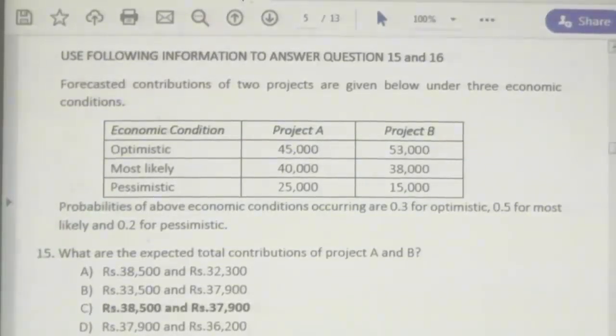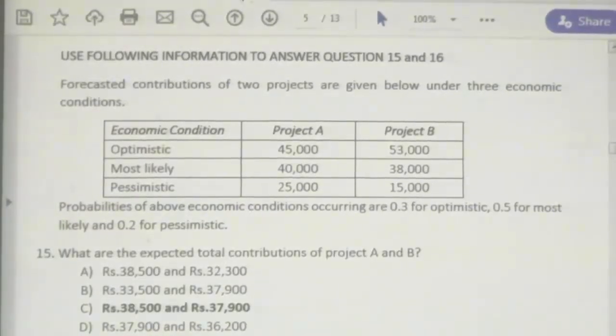Question number 15 relates to 2 questions, right? Forecasted contribution of 2 projects are given below under the 3 economic conditions. Actually, this is a question about decision theory and decision rules. Let's take this question. The three economic conditions are optimistic, most likely and pessimistic.